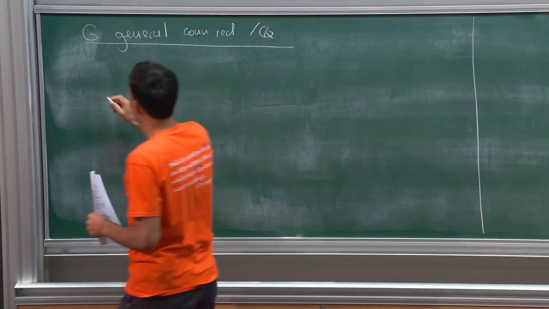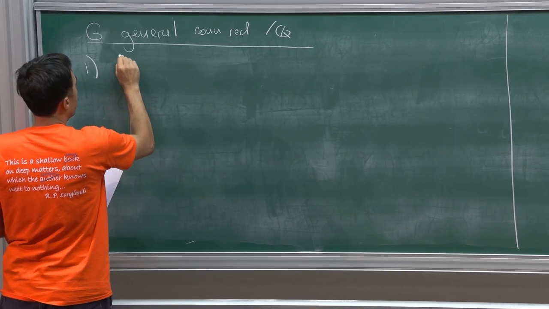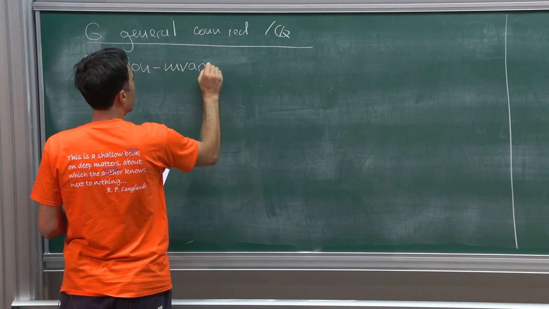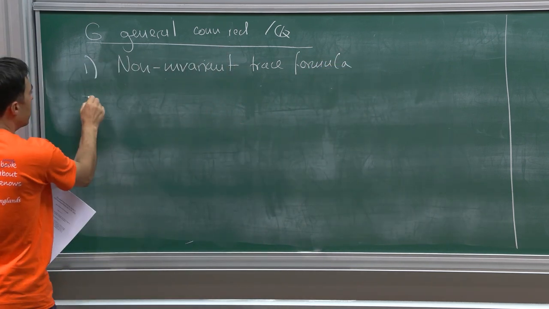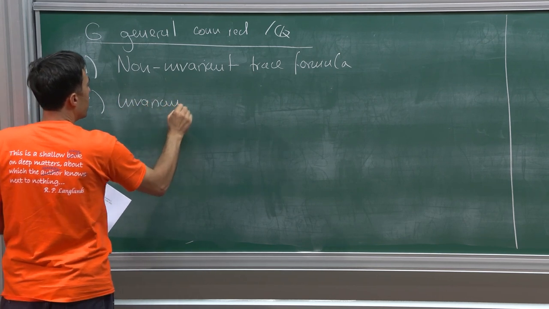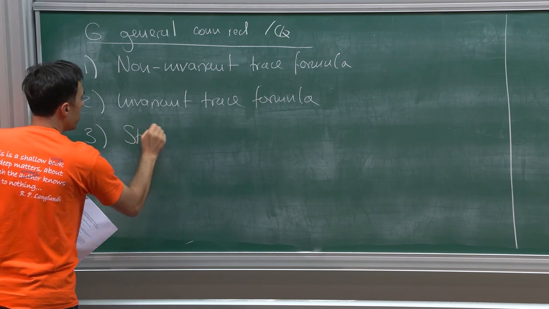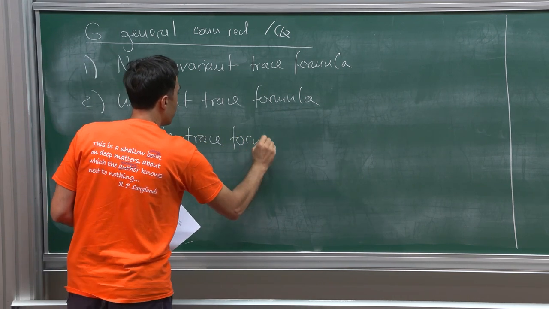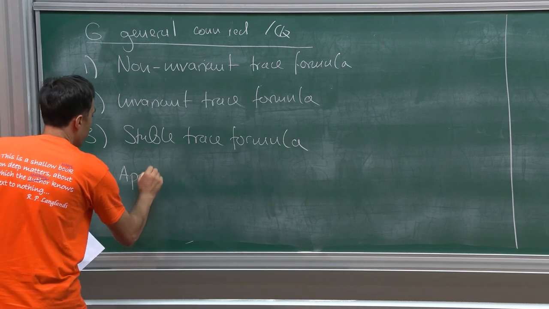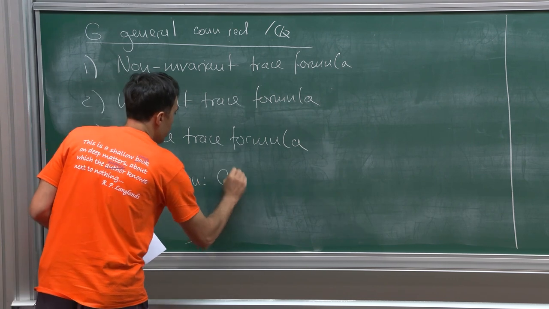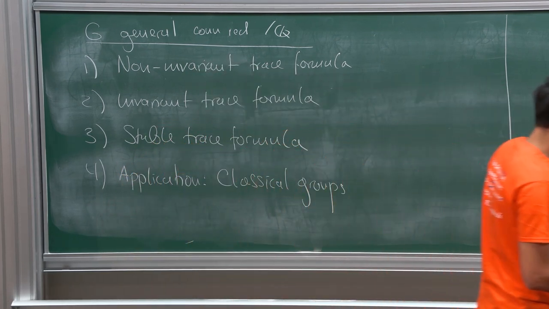So the basic plan is to discuss the following stages of the trace formula. The first one is the non-invariant trace formula. I'll say what this means when we're discussing it. The second stage is the invariant trace formula. And the third stage is the stable trace formula. And then number four, I would like to finally give you an application of this theory to classical groups. Okay, so this is the basic plan.